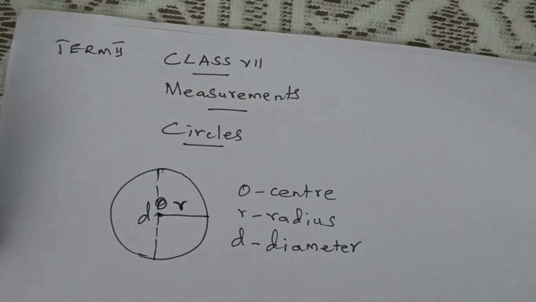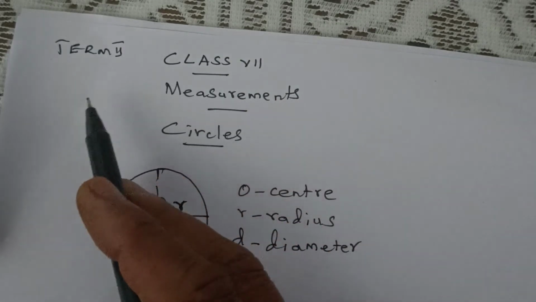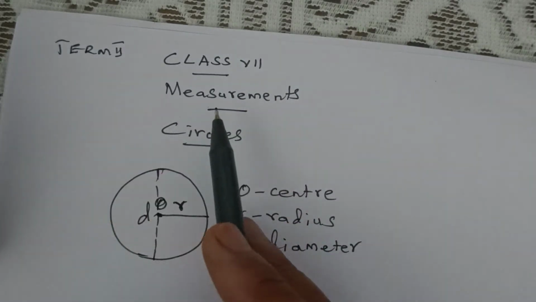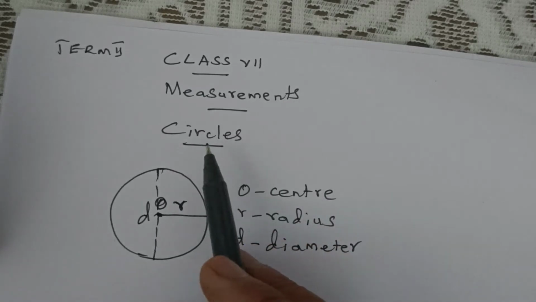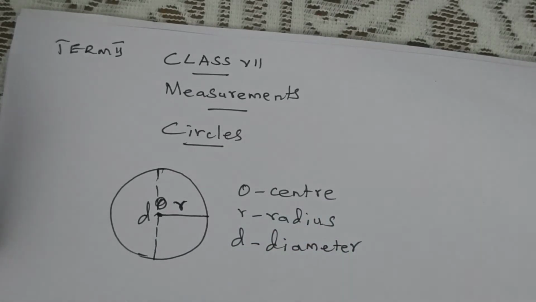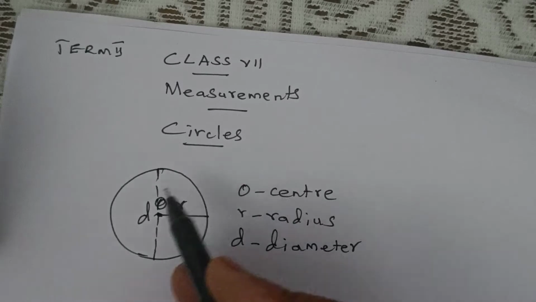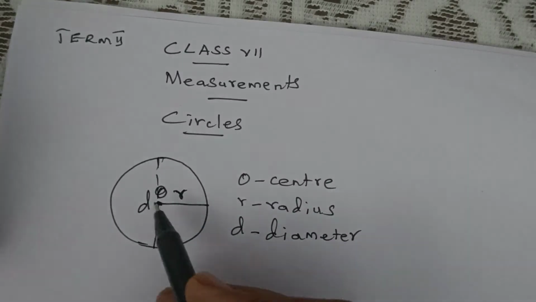In this video, we are going to see class 7 mathematics term 2. The chapter is measurements. In that, we are going to see the topic circles. So let us just recall the basic parts, idea of a circle.